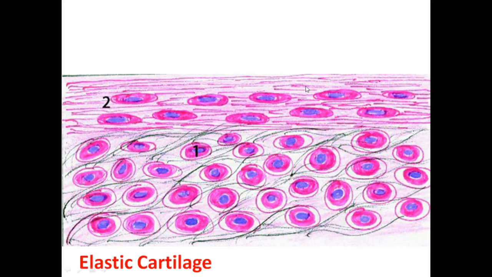In elastic cartilage, again the perichondrium is present, but the chondrocytes are very large. They are not present in the form of cell nests, and they are so tightly packed that the black elastic fibers are seen very scarcely, and very little intercellular substance is seen.